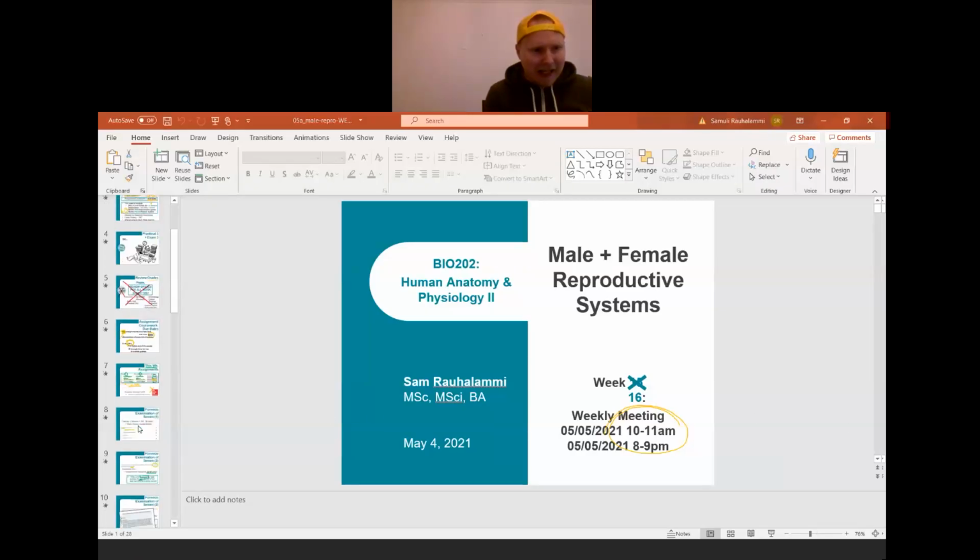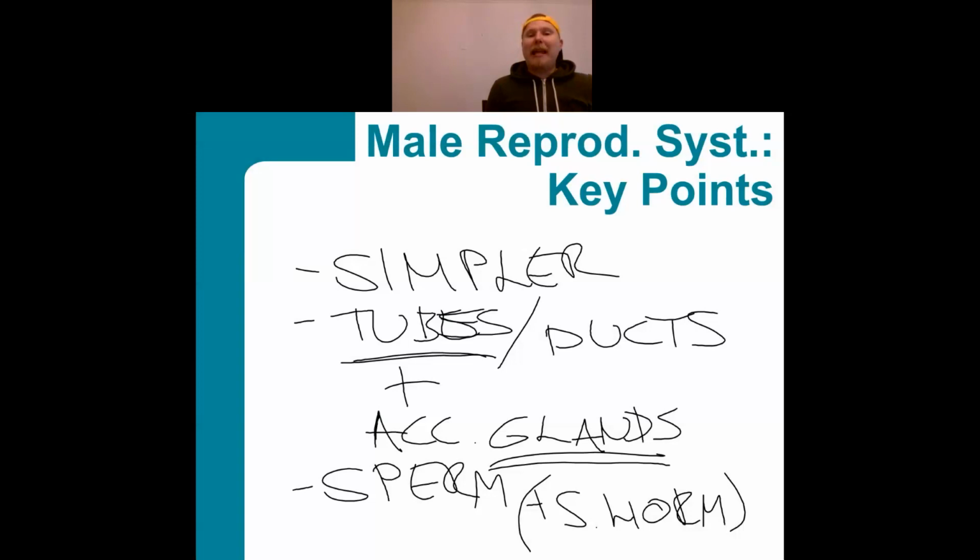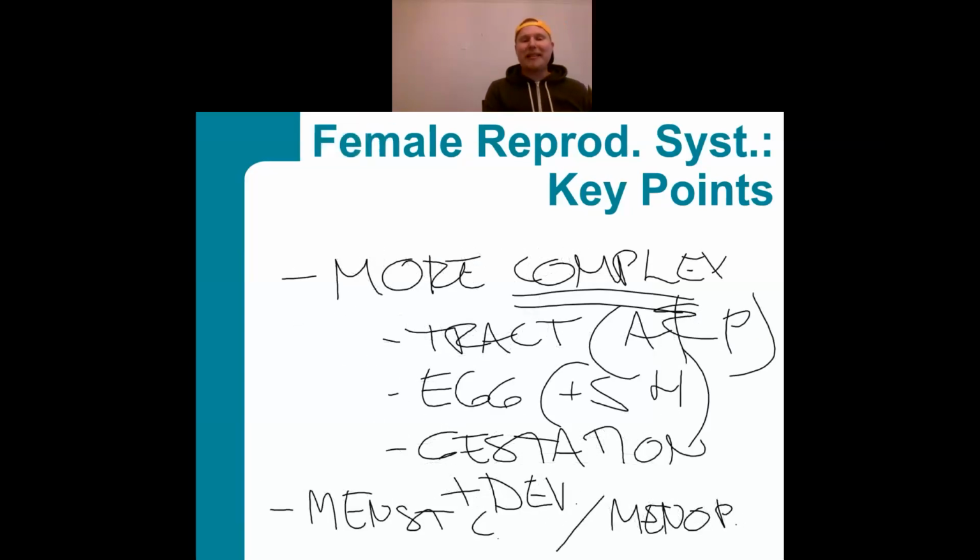And any moment now, you should be able to see the PowerPoint presentation. And I think that we got here where we revised the male and female reproductive system. And we started by noticing that the male reproductive system was much simpler than the female reproductive system.